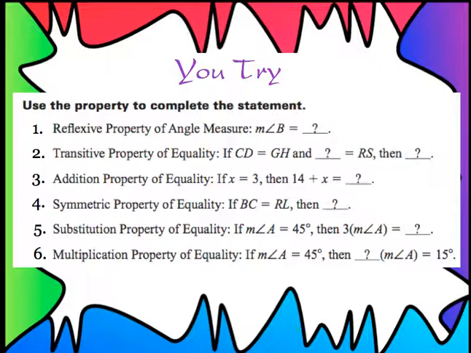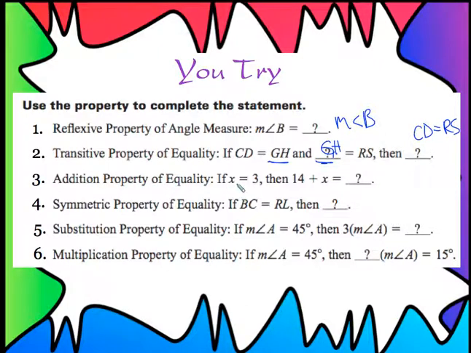I'd like it if you would pause this and then check your answers once you finish. So reflexive property is just when something equals itself, so that'd be the measure of angle B. Transitive is where the second thing becomes the first thing, so this would have to be GH. And then you can cross out the middle part and say CD equals RS.